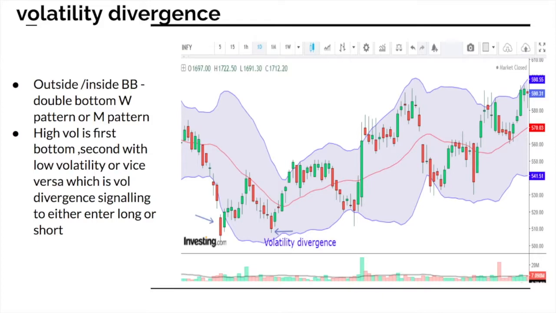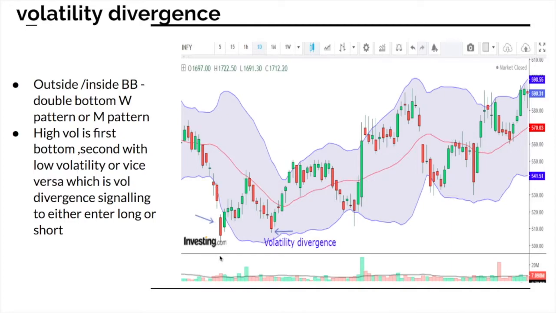Now there is another concept, beyond what we already saw, like skews, walking the bands, resisting. One more we saw is volatility divergence. So this is an example for that. You can see that here where this arrow is, the price has gone outside of the Bollinger Bands, and then it moved up, and then it again formed another bottom inside. That means the volatility decreased. Here the volatility increased when it went down.